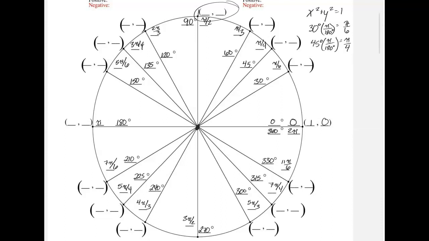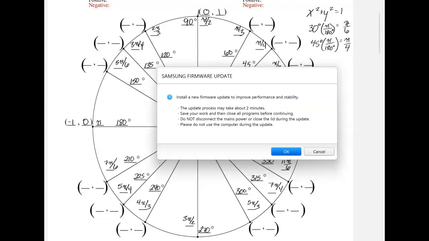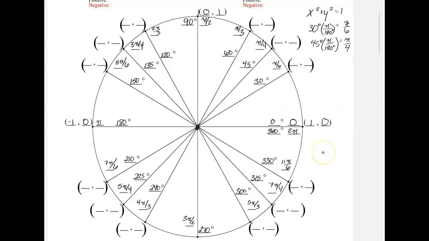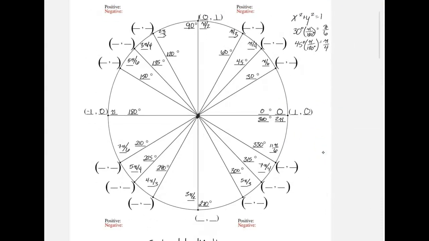Up here, labeling this one, this coordinate would have to be (0, 1), because I've moved 0 along the x, but 1 up along the y. This one would be at (-1, 0). And then this one down here would be at (0, -1). So those are the easy ones. Now let's do some of the more challenging ones.